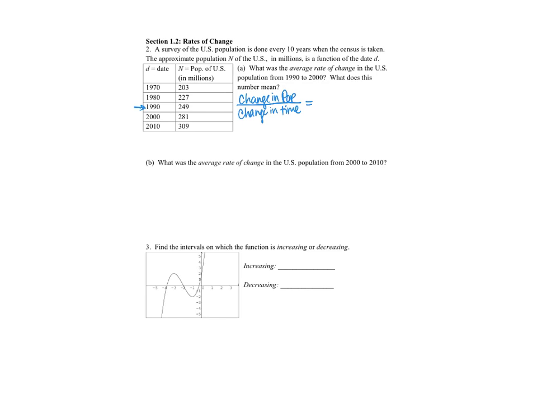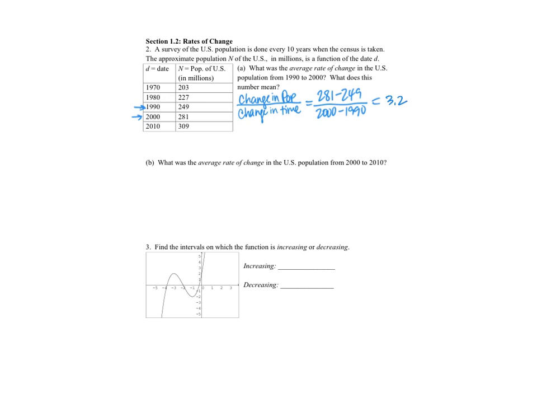So I'm going to look here in the table. And I can see that the population goes up from 249 million to 281 million. So my rate of change should be a positive number because I can see that the population is going up. And so I can do 281 minus 249 to find out how much it grew, and I can do 2000 minus 1990 to find out the change in years. And if I go ahead and compute that in my calculator here, I get 3.2.